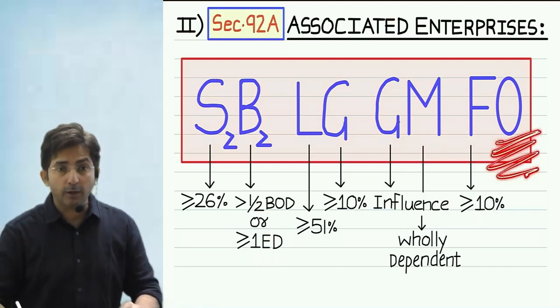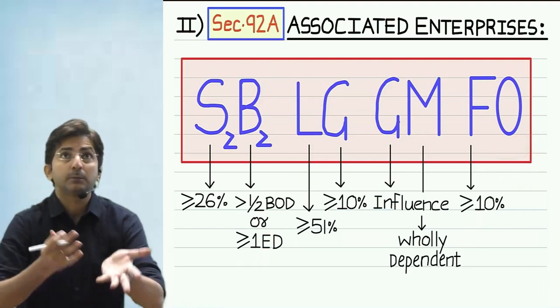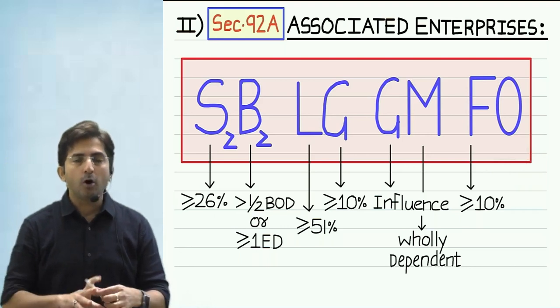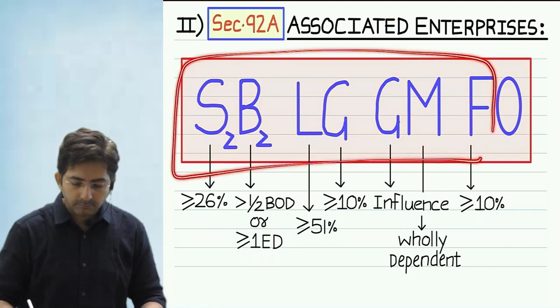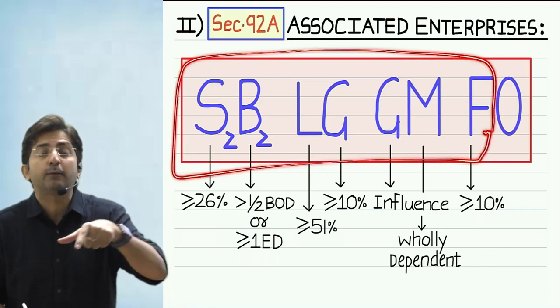Then last point, O. O stands for any other relationship of mutual interest as may be prescribed by the law. You know what law is trying to say? Apart from these many cases, there can be few more circumstances which we will decide and inform in the budget.